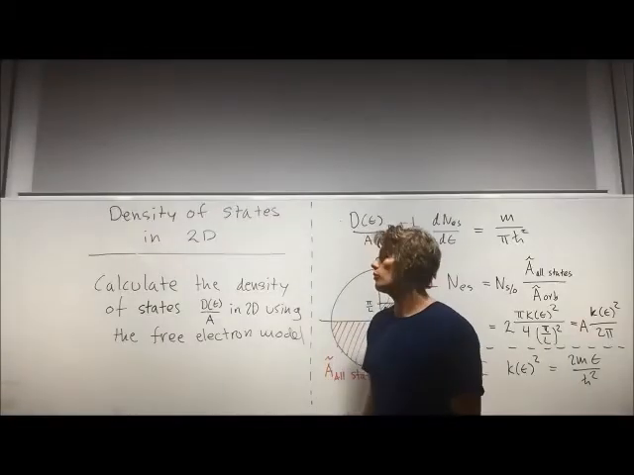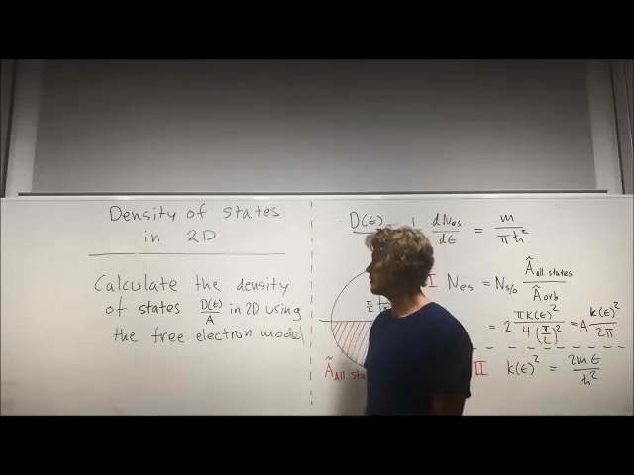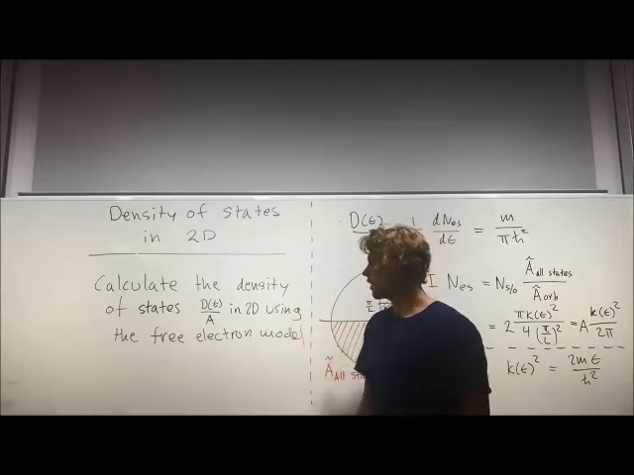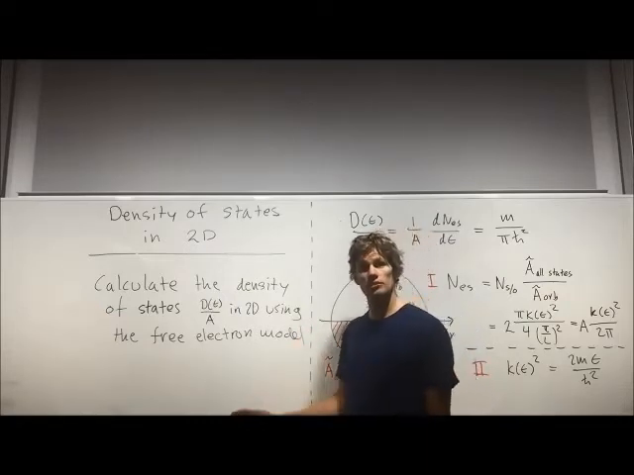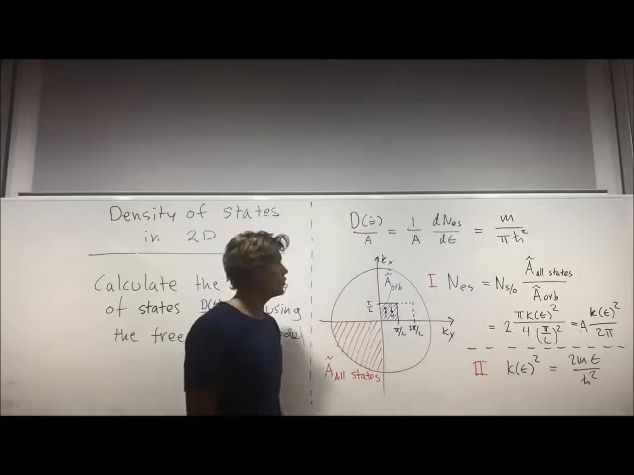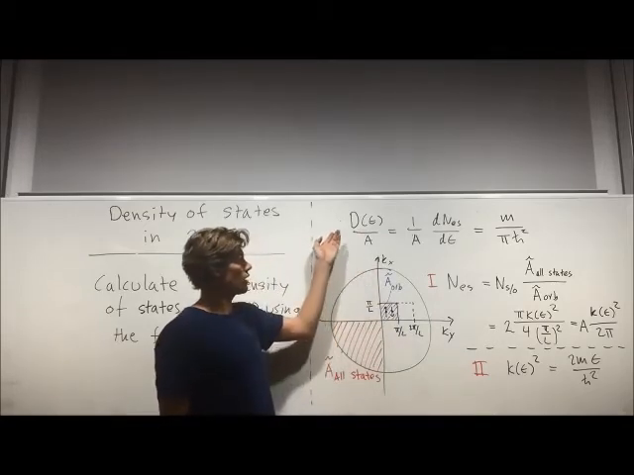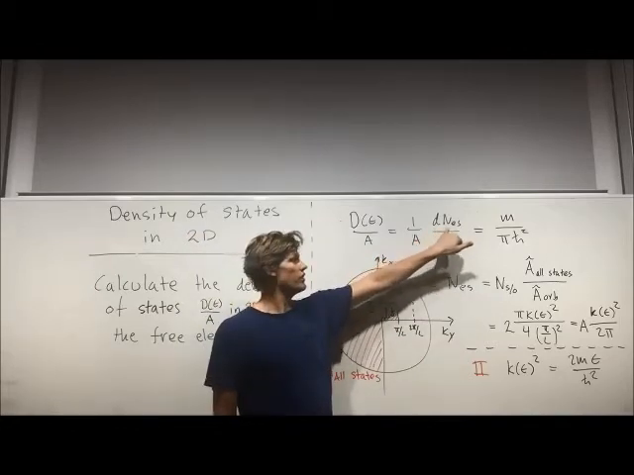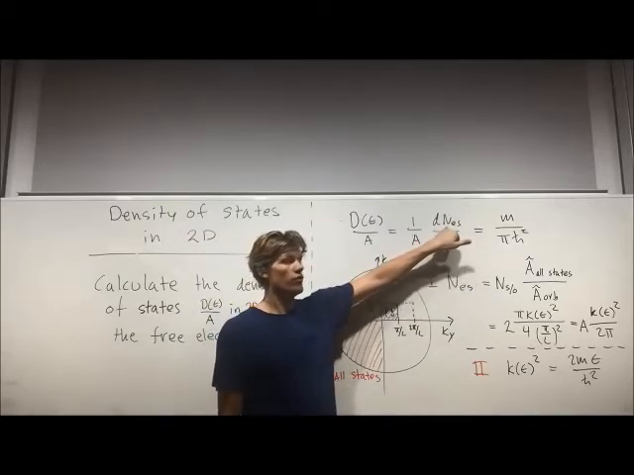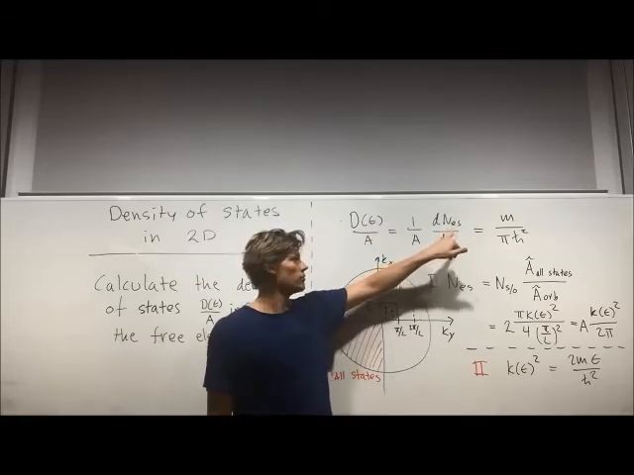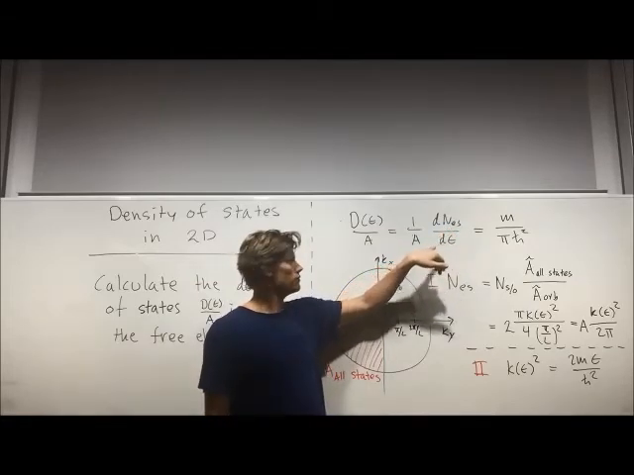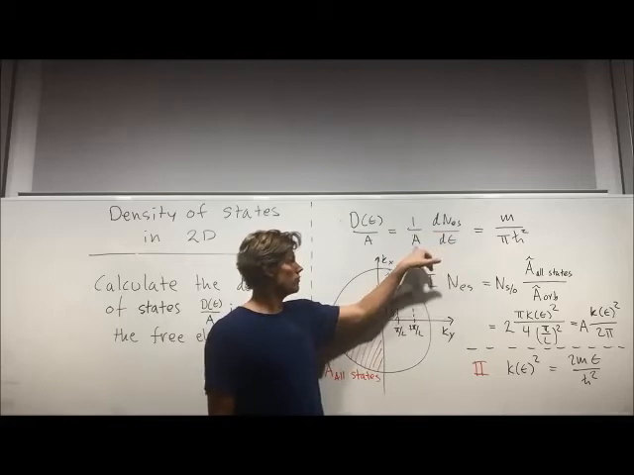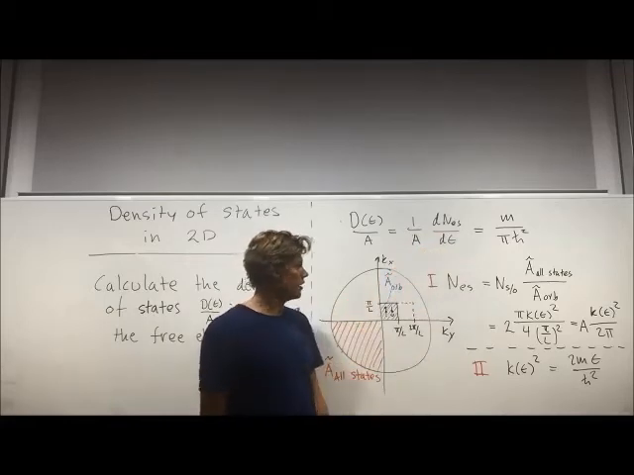In this problem we are going to calculate the density of states using the free electron model, and we're going to do it in 2 dimensions. In 2 dimensions, we'll still calculate it as the derivative with respect to E of the number of electronic states in the system, even though it's a 2-dimensional system, but you divide by the area here instead. And you use 2 facts.